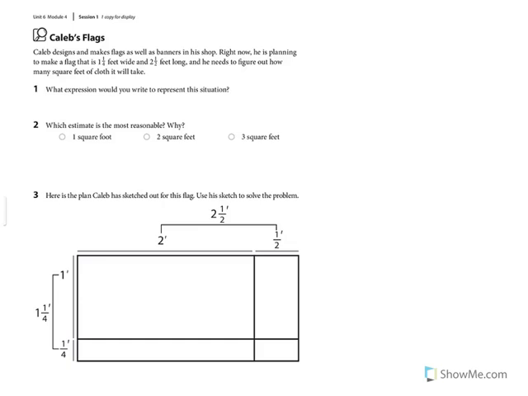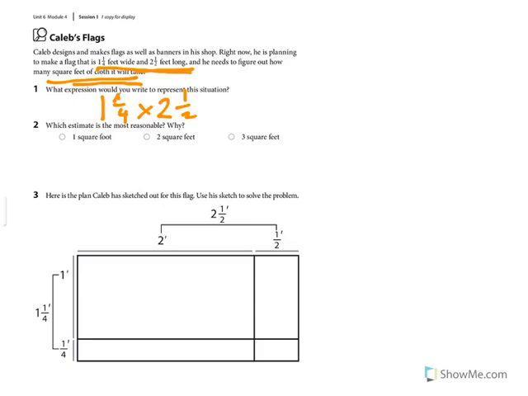Right now he is planning to make a flag that is 1 1/4 feet wide and 2 1/2 feet long. Remember, I'm reading the directions, I'm underlining important information, always do this. He needs to figure out how many square feet of cloth it will take, okay? So this is what I need to know and this is what I already know. What expression would you write to represent this situation? Well, I know that I need to find area, and an expression doesn't have to have an answer, so I'm just going to take my information, 1 1/4, and multiply it by 2 1/2. This tells me what I have to do. Now I'm going to think about my estimate.